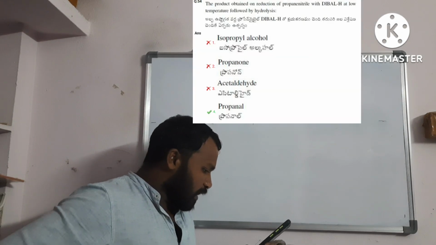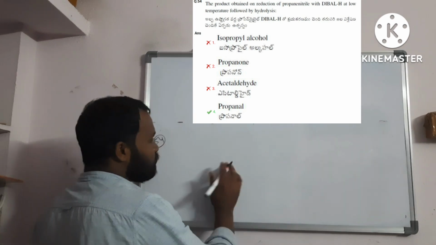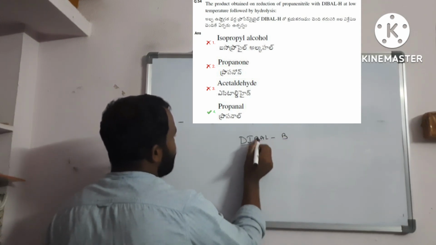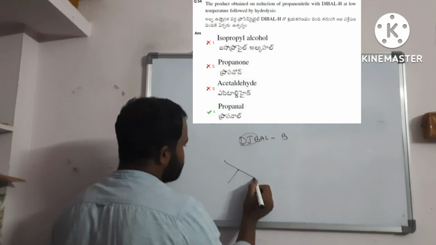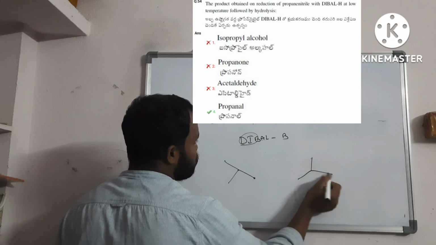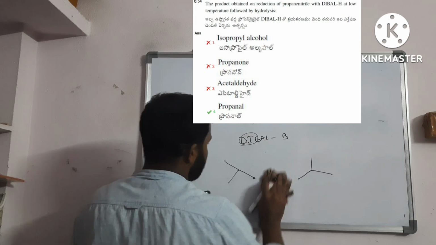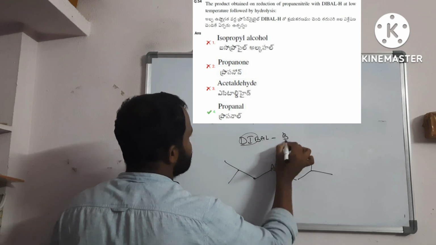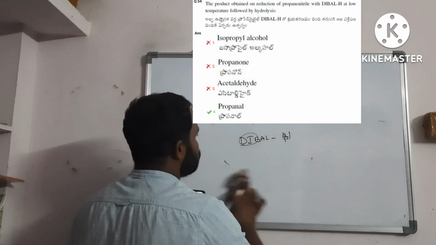Next, the product obtained on reduction of propane nitrile with DIBAL-H at low temperature. So what is meant by DIBAL-H? First you should know the DIBAL-H. Di-isobutyl: this is the isobutyl, 1, 2, 3, 4 carbons are there, and this is again 1, 2, 3, 4, isobutyl, isobutyl, diisobutyl. Here I am writing aluminium, Al, and this is H. Diisobutyl aluminium hydride. So this is called DIBAL-H.